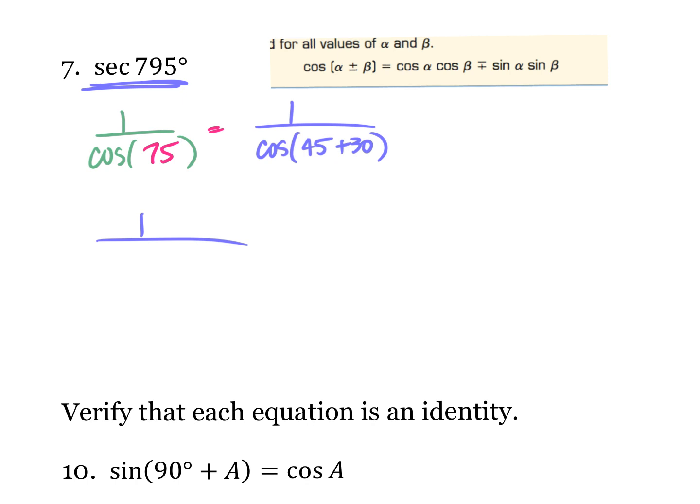Let's do it. That's my alpha plus a beta. I'm going to do 1 over cosine of 45 times the cosine of 30. We chose 45 plus 30, so that's on the top. So I'd need to stay on the top, and it would turn into minus sine of alpha 45 times the sine of beta 30.